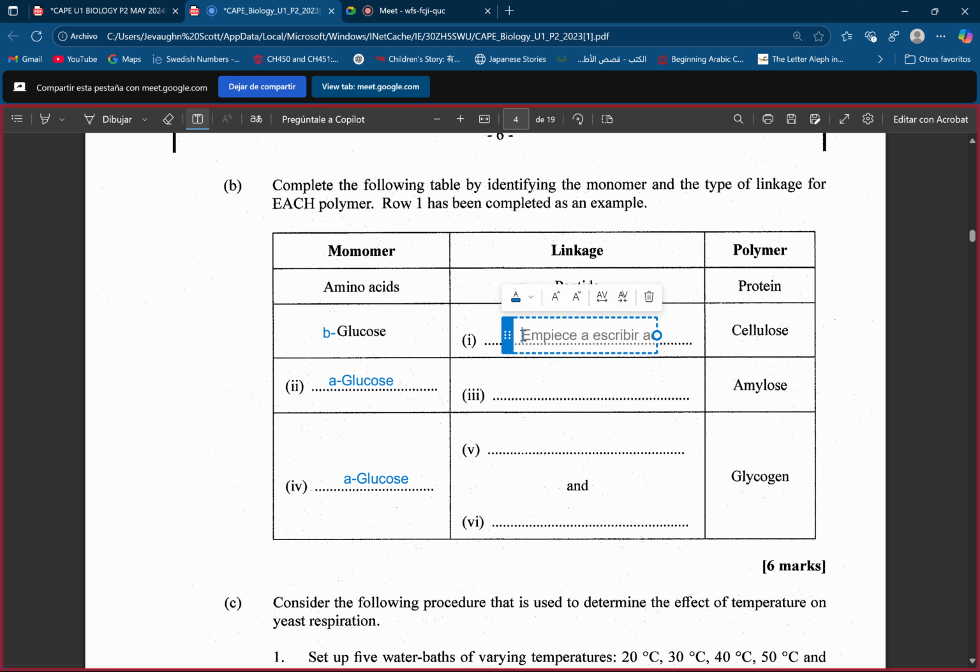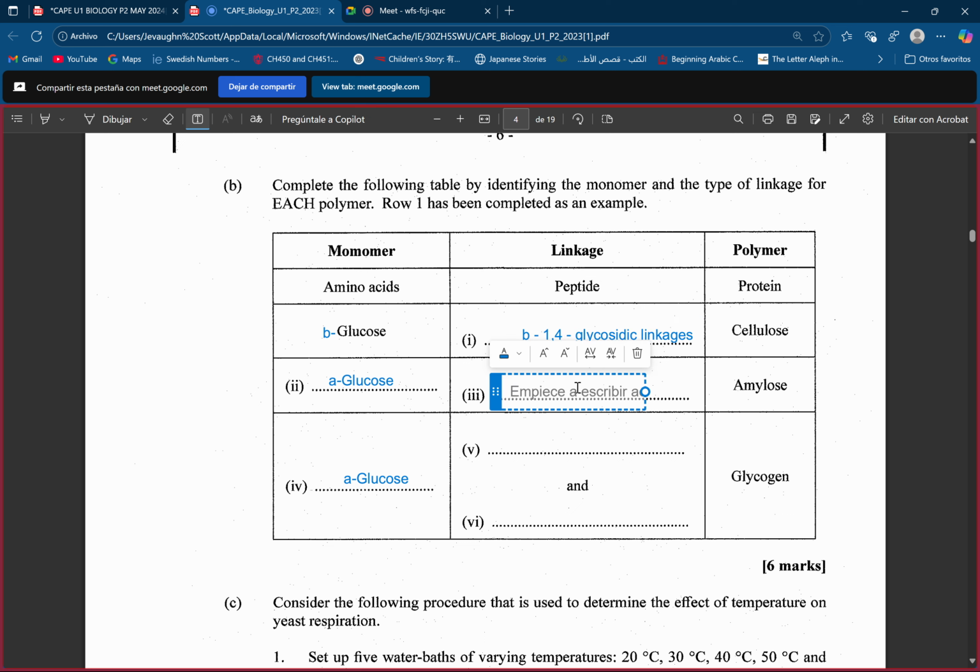What type of linkage for cellulose? We're going to have beta 1 4 glycosidic linkages. Us chemists would just call them esters because they are esters. Right? So it's ester linkages.